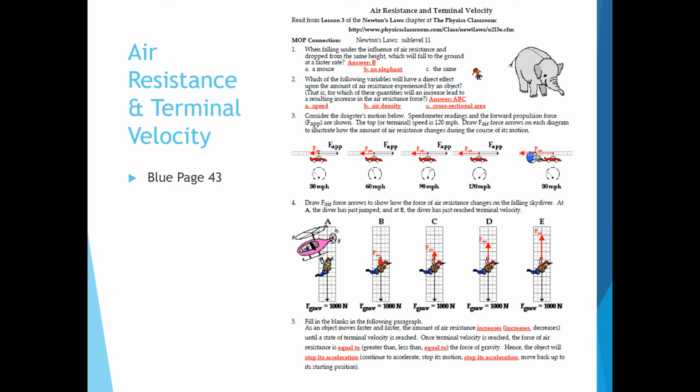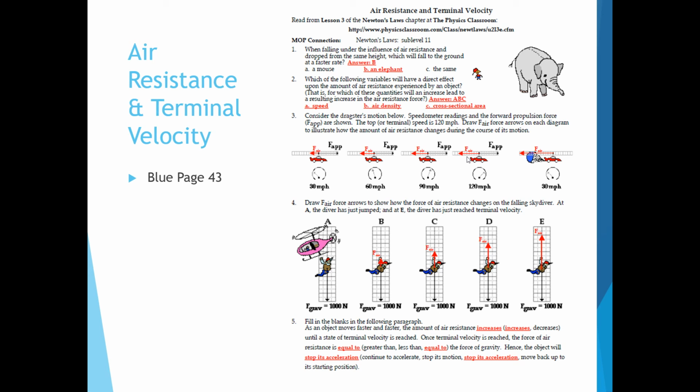Number 3, consider the dragster's motion below. Speedometer readings and the forward propulsion force F-app are shown. The top or terminal speed is 120 miles per hour. Draw F-air force arrows on each diagram to illustrate how the amount of air resistance changes during the course of his motion. So as he is speeding up, his air resistance should be getting larger and larger until he reaches his top speed, which is his terminal speed.